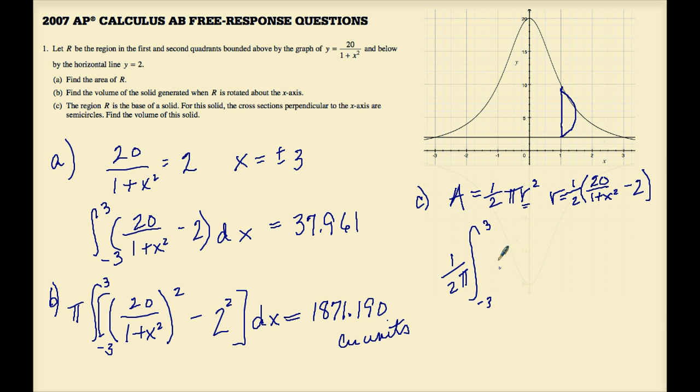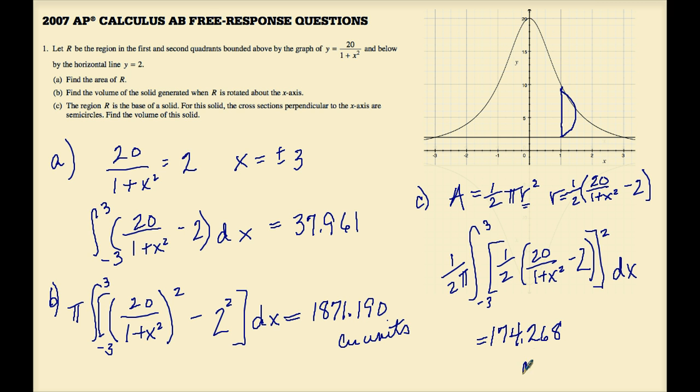So the radius squared for this particular integral will be 1/2 times 20 over 1 plus x squared minus 2, quantity squared, dx. Using our calculators, we find that this volume is 174.268 cubic units.